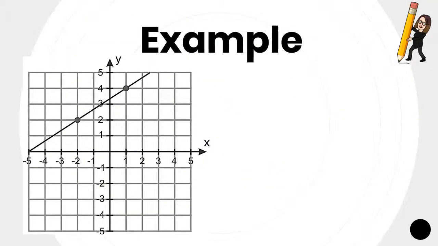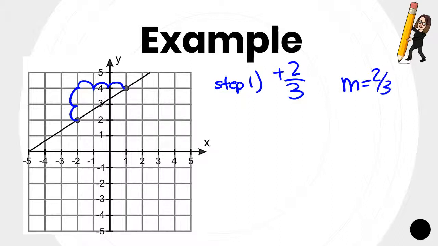All right, let's take a look at this example. I'm going to go through the 3 steps. Step one is to identify your slope. So if I count, I've got a rise of 2, a run of 3. Is that line going up or down? It's going up, so that's going to be a positive. So my m is positive 2/3.